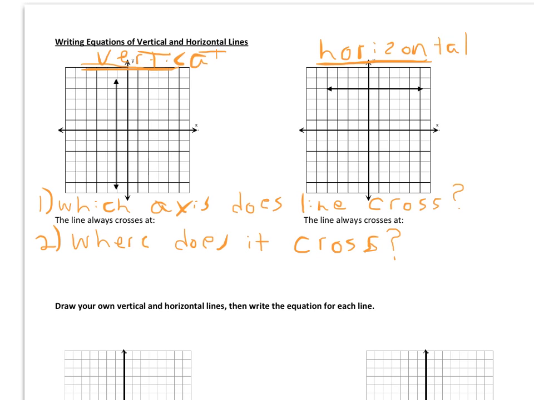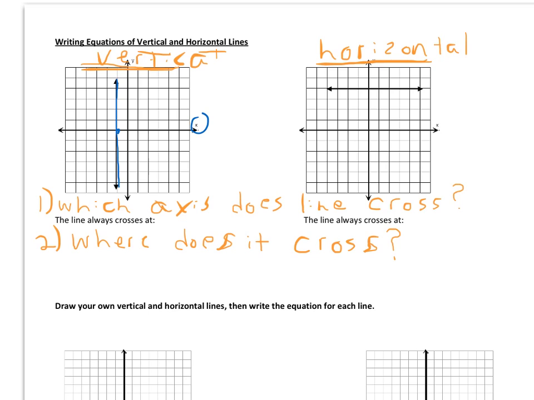Okay, question number 2 is where does it cross? Again, we only ask these questions when we see a vertical or a horizontal line. Let's take the first question for this first graph. Question number 1 again was, which axis does the line cross? Here's my line. It only crosses the x-axis, and it crosses right there. It's never going to cross the y-axis.